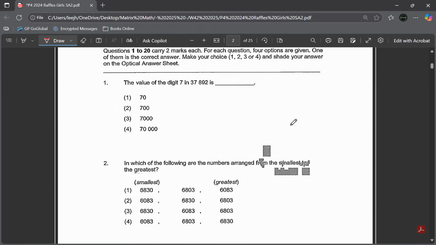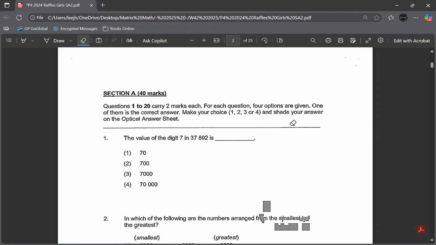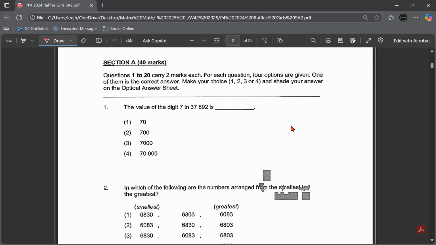The value of the digit 7 in 37,892 is what? So I'm looking at the value of the digit 7 here. I need to know what the value represents. The value doesn't only represent just the plain 7. It's in the thousands place, so it actually represents 7,000.